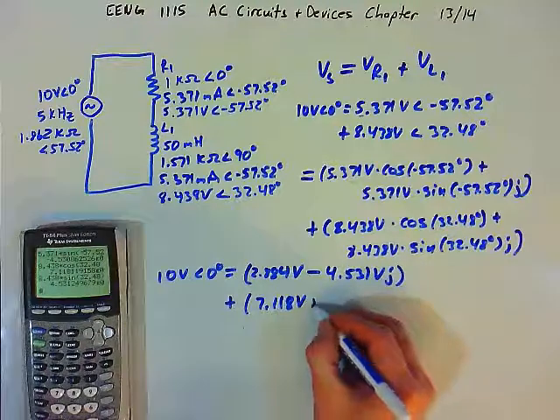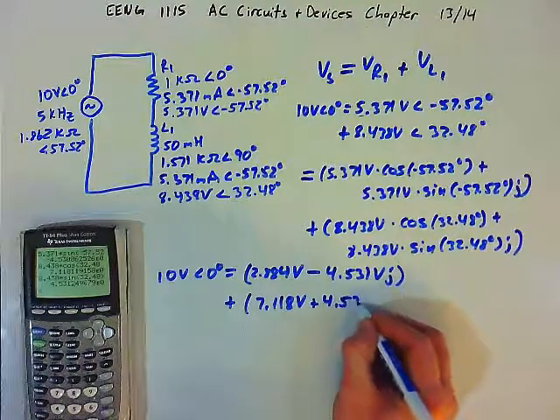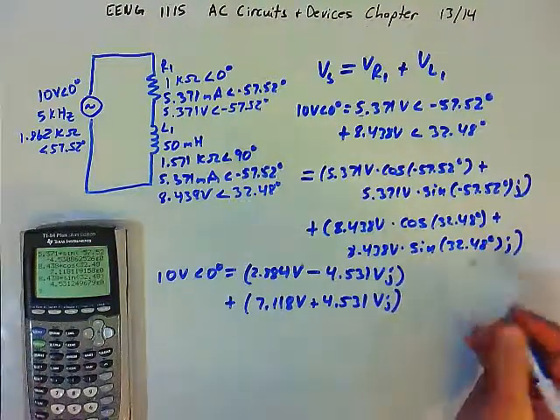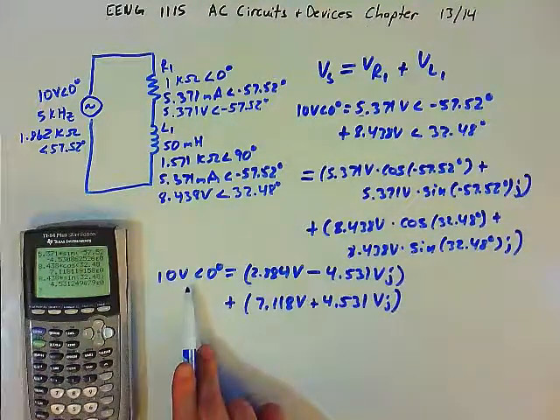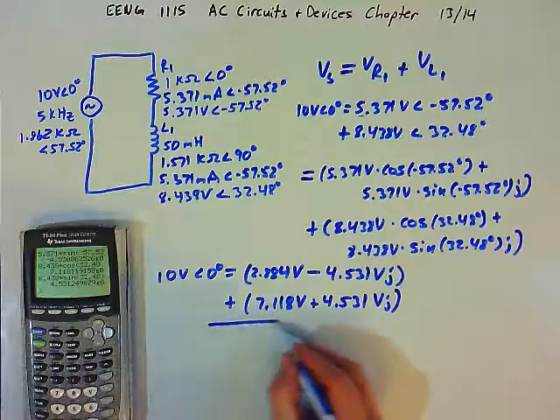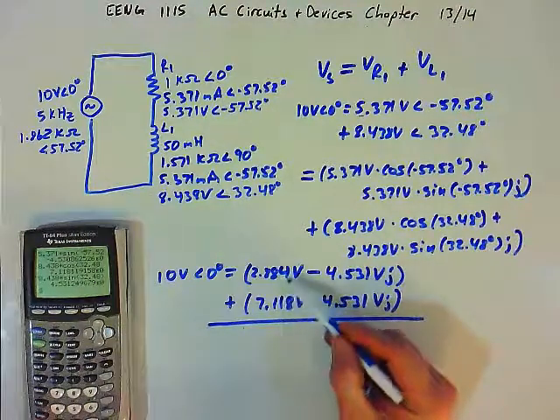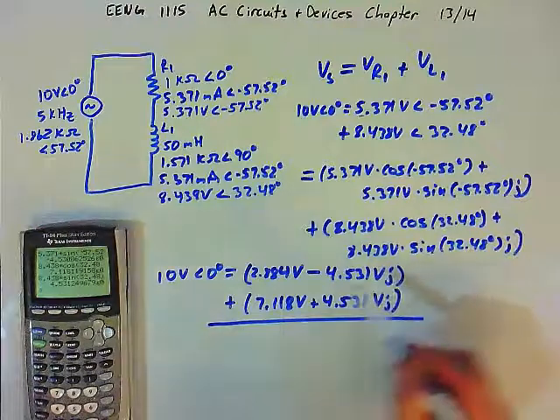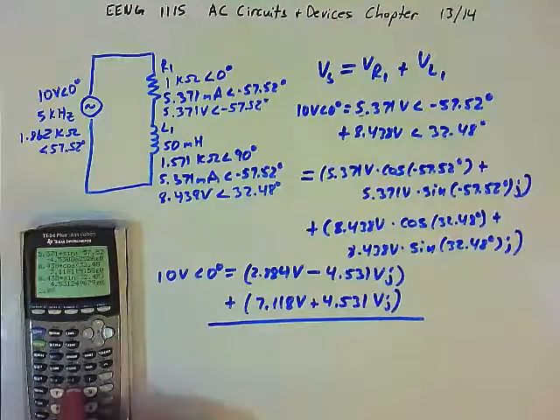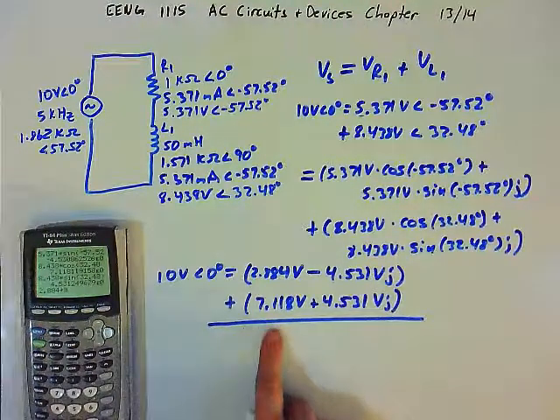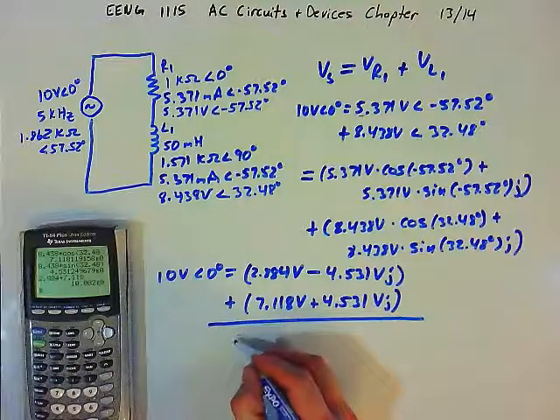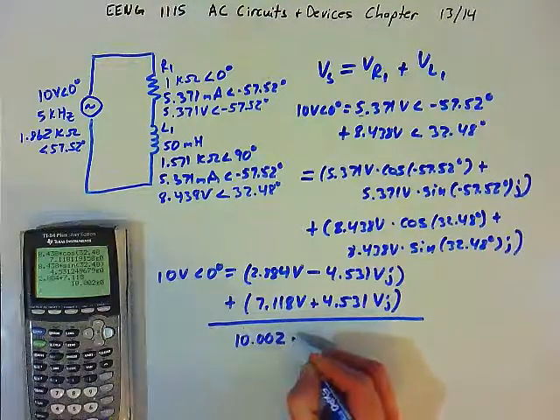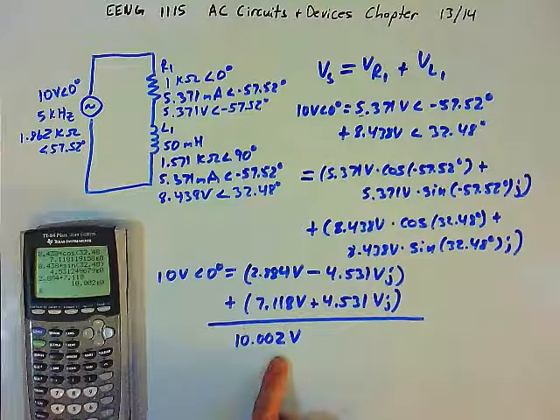And we get a positive 4.531 volts j. And so we think that when we add these together, we should get 10 volts at 0 degrees. When we add these together, we add the X components together, and we add the Y components together. So I have a positive 2.884, and I'm adding to that 7.118, and we get 10.002 volts. That's just a little bit of rounding error.